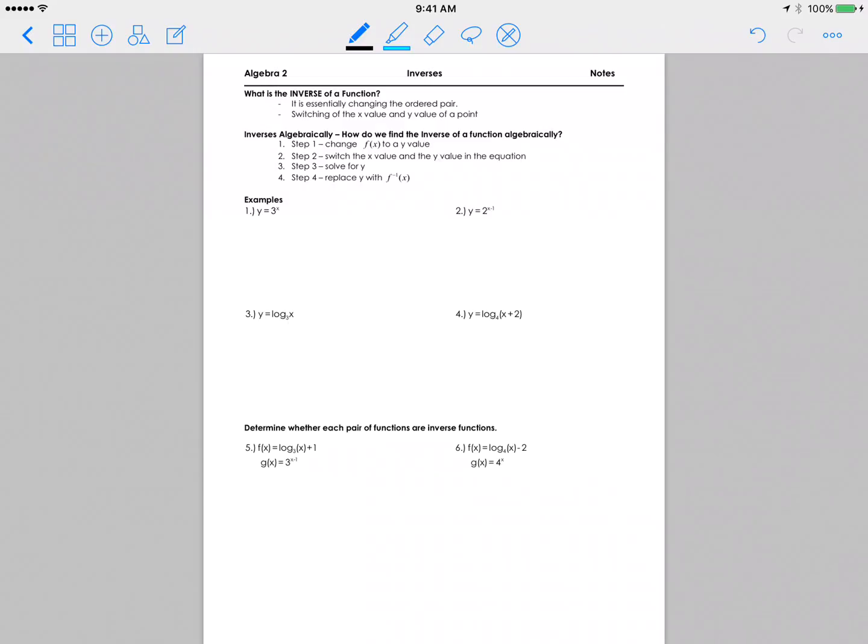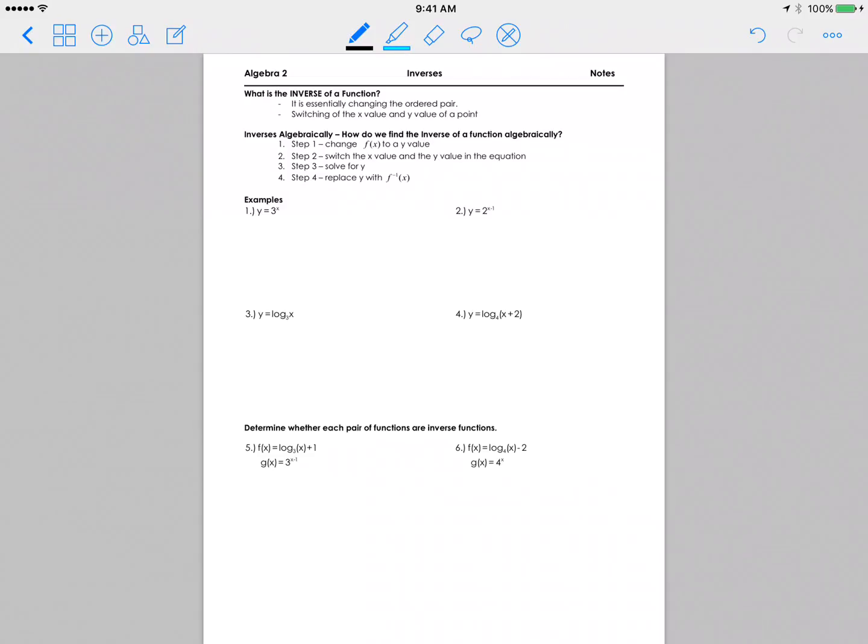So we already know what an inverse is. We've been talking about it all year, that they kind of undo each other. That's what an inverse does. And essentially, when you're graphing, it changes the ordered pairs. So your x's become your y's in your inverse, and your y's become your x's in your inverse.